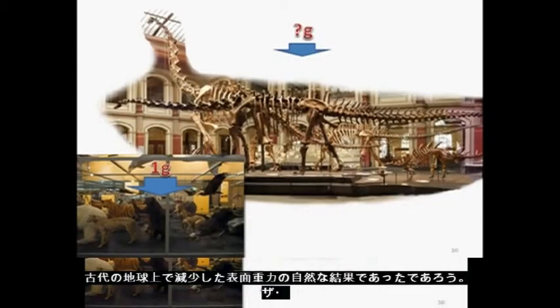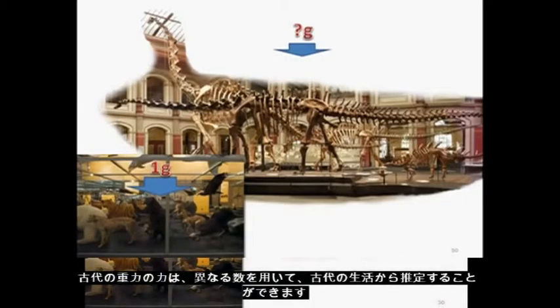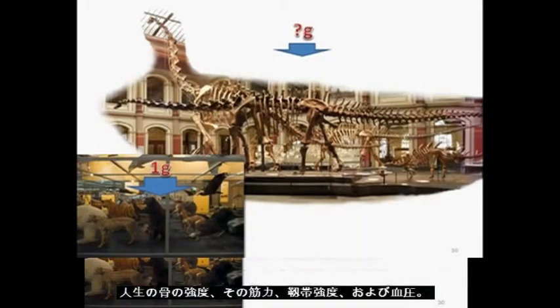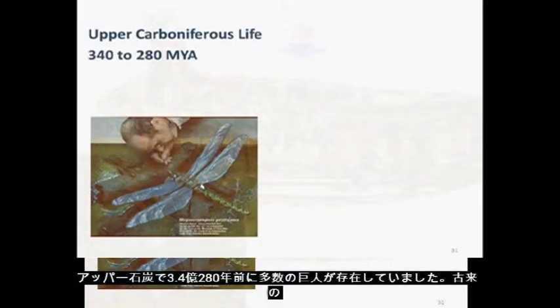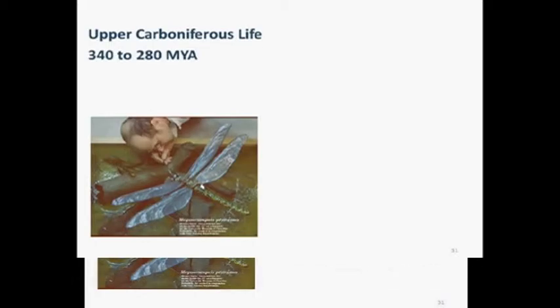The force of ancient gravity can be estimated from ancient life using a number of different methods, including the relative scale of ancient life compared to present-day life, ancient life's bone strength, its muscle strength, ligament strength, and its blood pressure. In the upper Carboniferous, 340 to 280 million years ago, numerous giants existed.